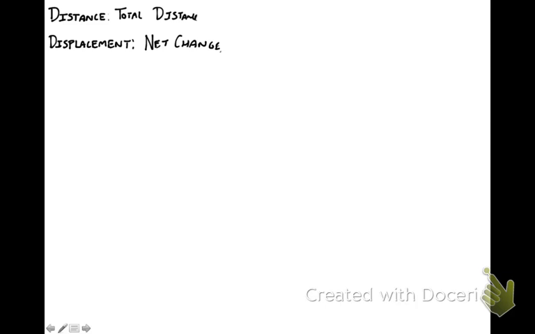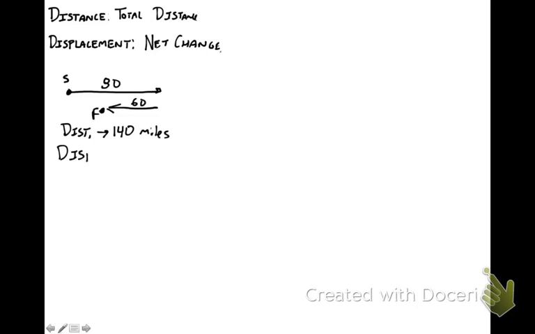Let's illustrate the differences. So let's say I start at this point and travel 80 miles in this direction, and then I turn around and go another 60 miles in this direction to finish here. So I went 80 in this direction, turned around, and went 60 in this direction. The distance I traveled, or my total change, was 140 miles in this case. But my displacement from start to finish was only 20 miles. The difference in distance from where I started to where I stopped.